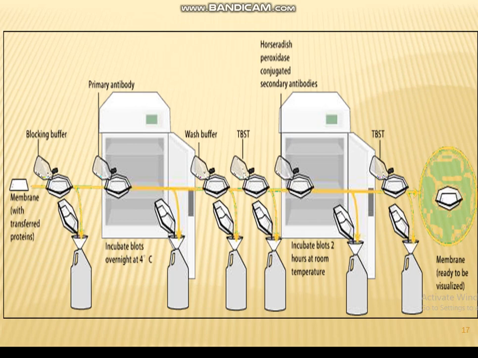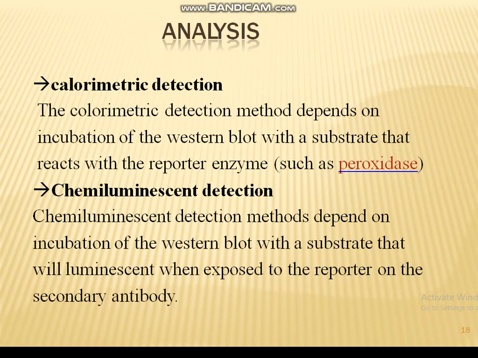See, as shown in this figure, the membrane with transferred proteins, then we add blocking buffer, then primary antibodies are added, and the blot is incubated overnight at 4 degrees Celsius. After that, wash buffer, then the addition of TBST. After that, horseradish peroxidase conjugated secondary antibodies are added. Incubate the blot for 2 hours at room temperature. Again, TBST is added and the membrane is ready to visualize. So this is the whole process.